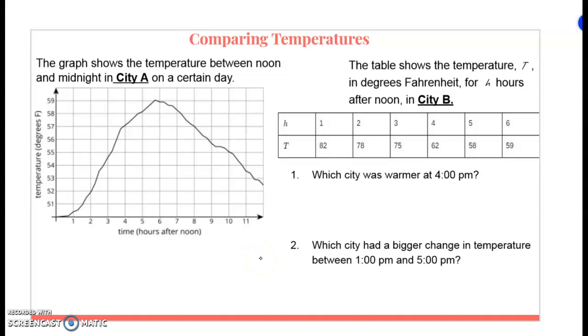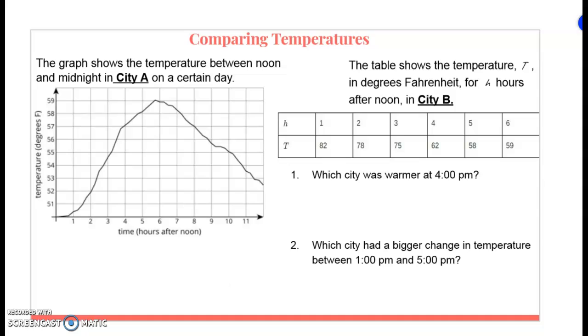For today's lesson, we're going to be comparing temperatures. Throughout the week, we have been just looking at one set of data, and now we're going to be comparing two different sets of data. This is the temperature in City A on a certain day between noon and midnight, and City B, same day, same times. It's just represented by this table.